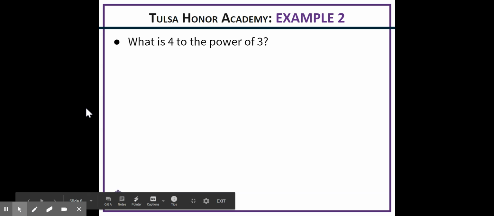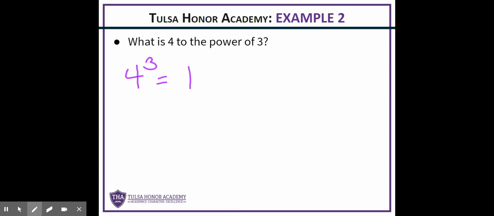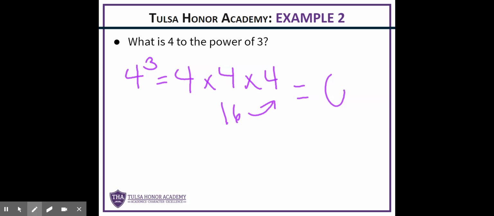Next we have, what is 4 to the power of 3? So remember, when we have 4 to the power of 3, it's basically the same thing as 4 to the 3rd. And that's equal to 4 times 4 times 4. So if we do this shorthandedly, 4 times 4 is 16, and then we got to multiply that by 4, and that would equal 64. So our answer for this one is 64.